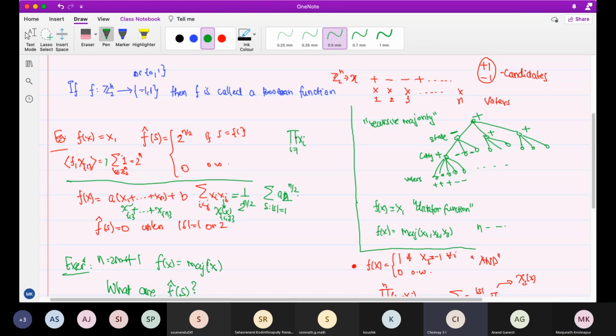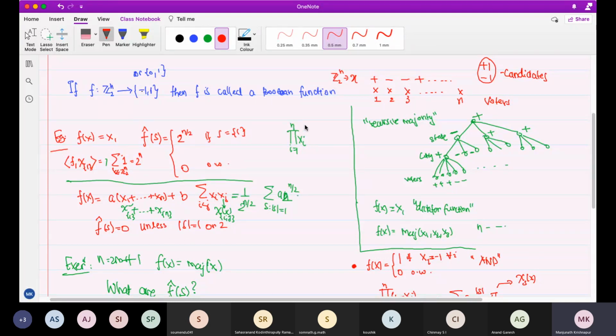Shouldn't you write f hat of s is 0 when size of s is not 1 or 2? This is supposed to be unless it's, oh, not that. Sorry, that is why I was confused. Oh, okay. Sorry. Yeah, unless size of S is 1 or 2. That's right. So other things are 0.